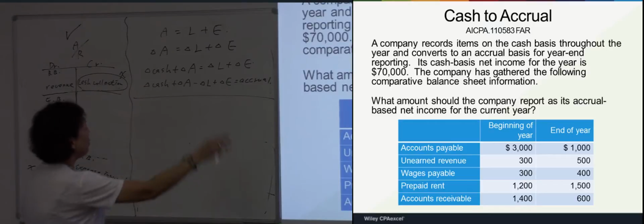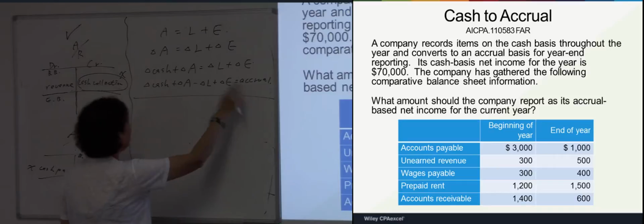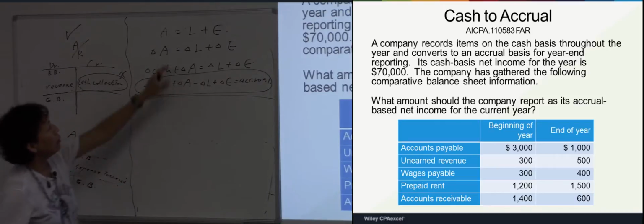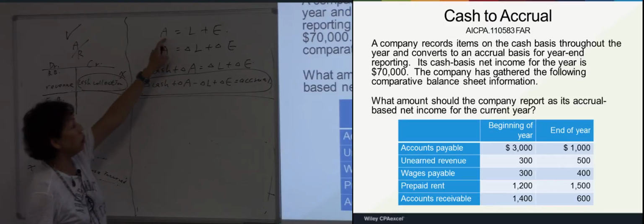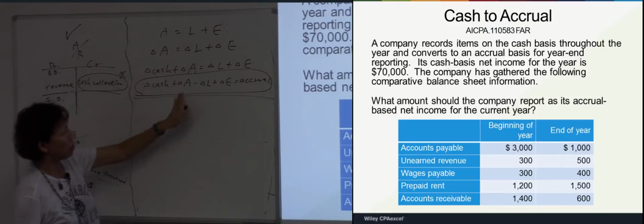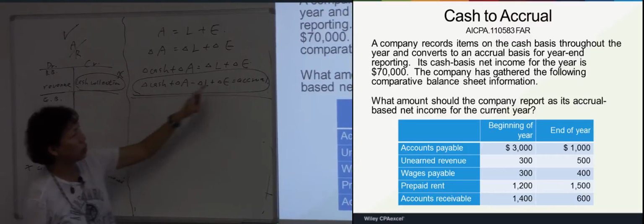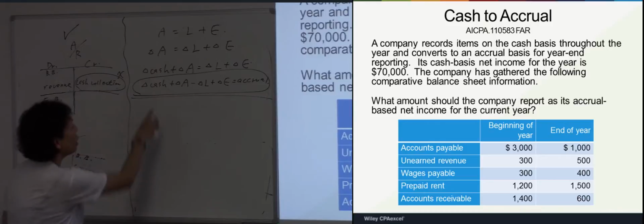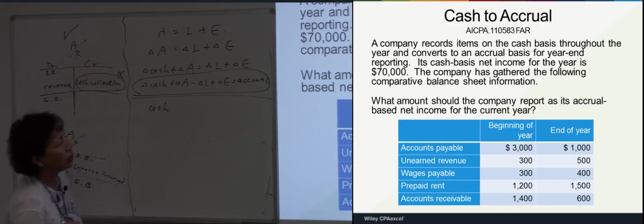If we are required to convert cash amount to accrual amount, then we should use this equation. We start from the very original accounting equation and then expand it to this one. This one helps us convert cash amount to accrual amount. So the starting item will be the cash amount. How much is the cash amount? 70.